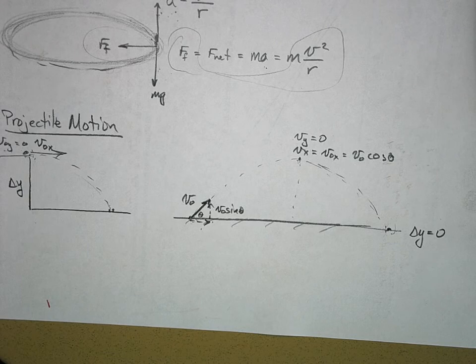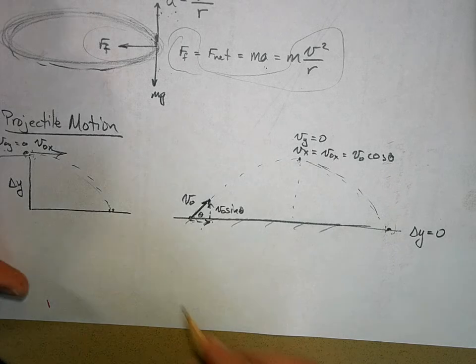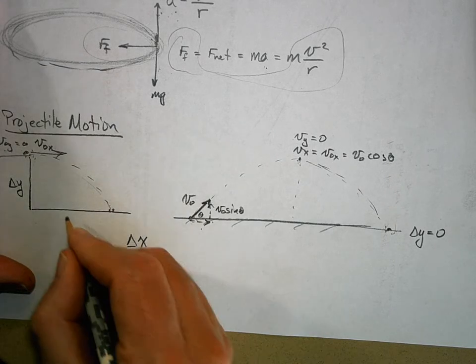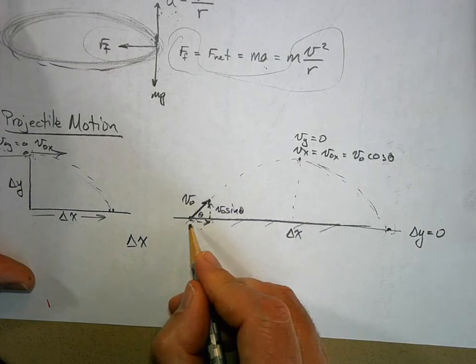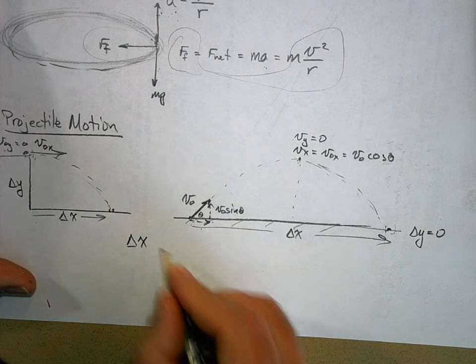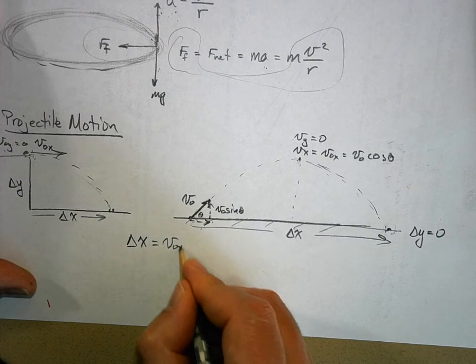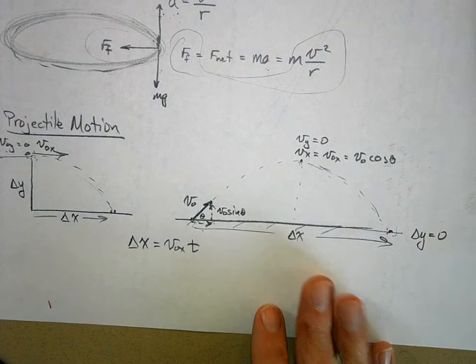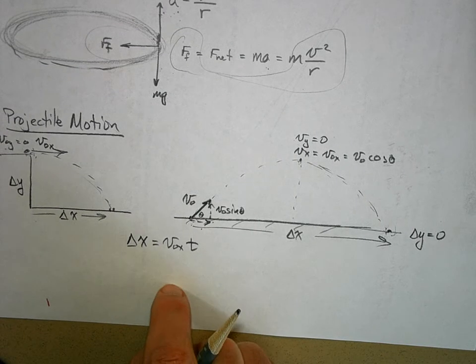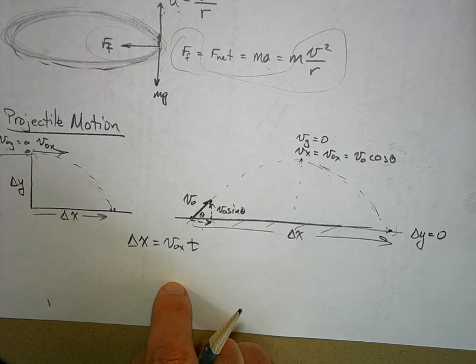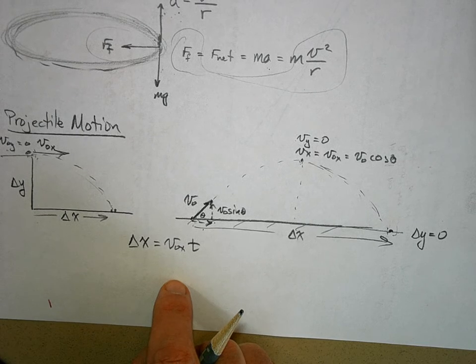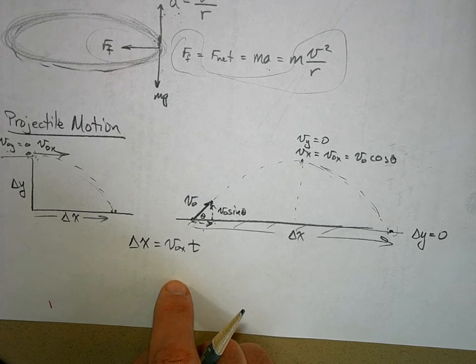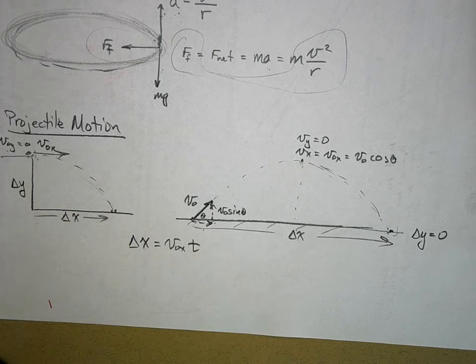And then remember that delta x, from here to here, is equal to v naught x times t. And that's it, right? That's the only kinematic equation in the x direction because there is no acceleration. Velocity in the x direction is constant. The x component of the velocity doesn't change with time. The y velocity changes a lot. It changes by the acceleration of gravity.